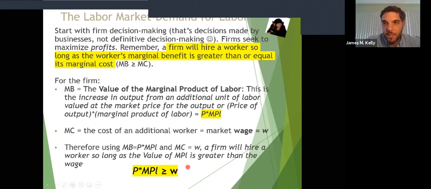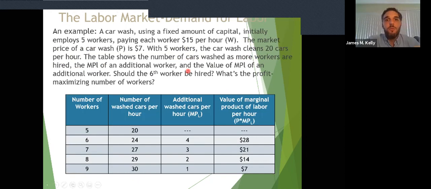How can we see this? Well, we can see it with an example. Assume there's a car wash that has a fixed amount of capital. Initially, they have 5 workers working at the car wash. They're each paid $15 an hour. The price of a car wash is $7. When there's 5 workers, the total amount of cars that can be cleaned per hour is 20. We can see that in the table here.